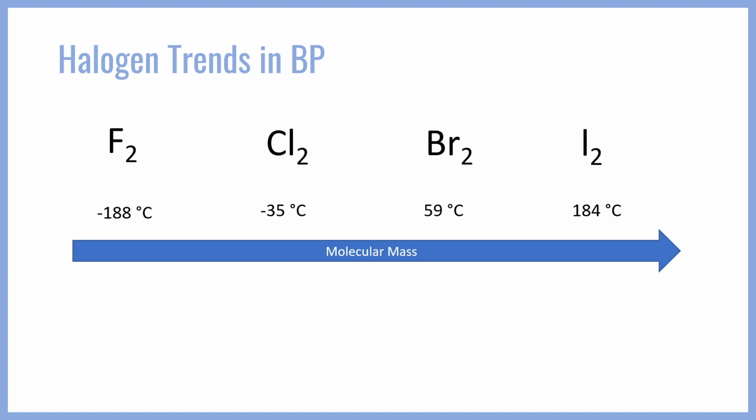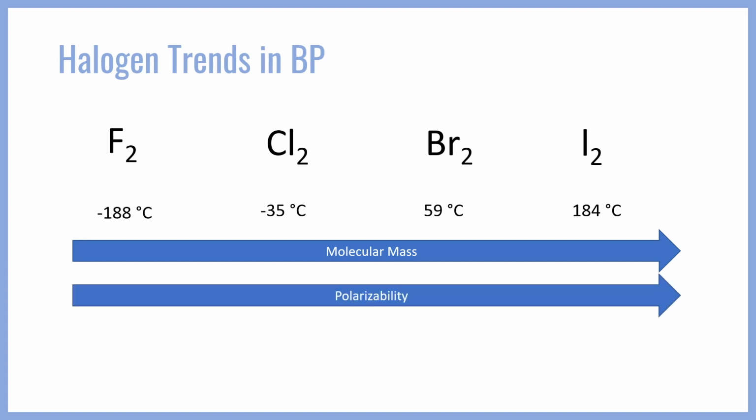Molar mass and polarizability increase to the right-hand side of the table with boiling point, just like we would expect. Iodine is a much larger atom than fluorine, and so it is going to be much more polarizable and also much heavier, and so it is going to have a much higher boiling point with stronger LDFs.